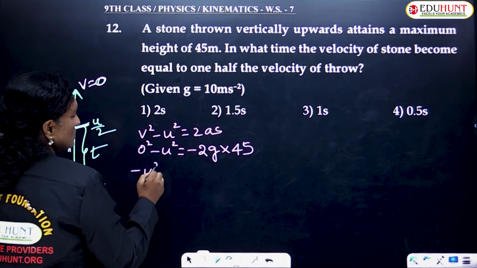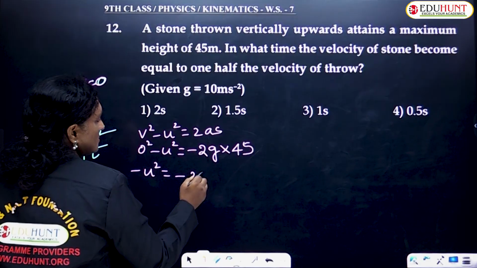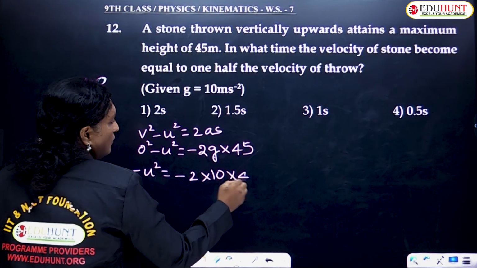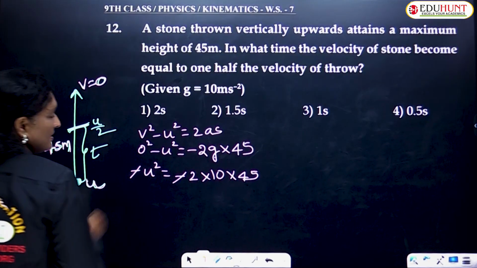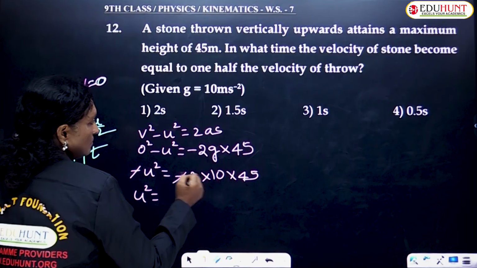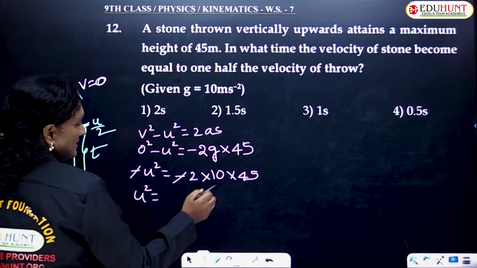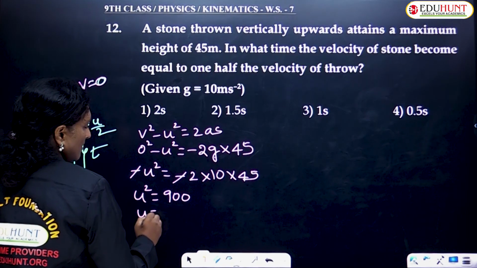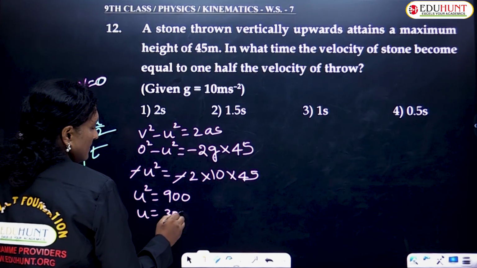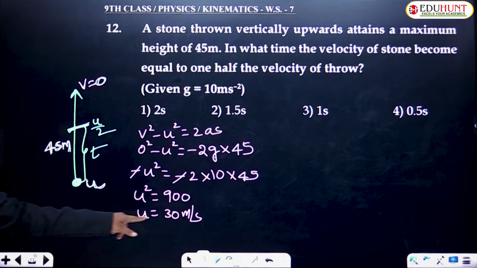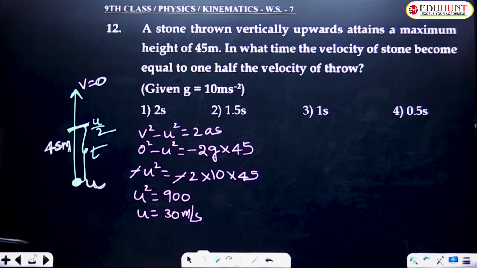So minus u square is equal to minus 2 into g, which they have given as 10 into 45. Minus minus got cancelled. Hence the value of u square is 2 into 45. How much? 90. 90 into 10 is 900. Or u is found to be root over 900, which is 30 meter per second. So the velocity of throw was found to be 30 meter per second.